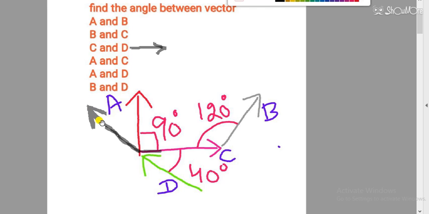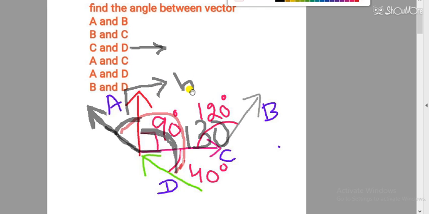Okay, so this will be the D vector, and this whole angle is 180. Now you can see this angle is 90 plus 40, that is 130. So this angle is 130, 90 plus 40. So that means the angle between vector A and D will be 180 minus 130. So it is equal to 50 degree.